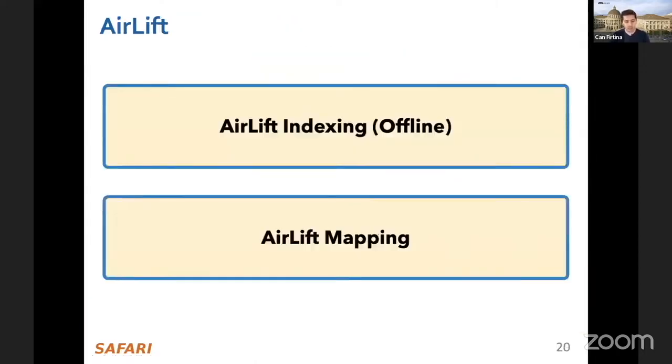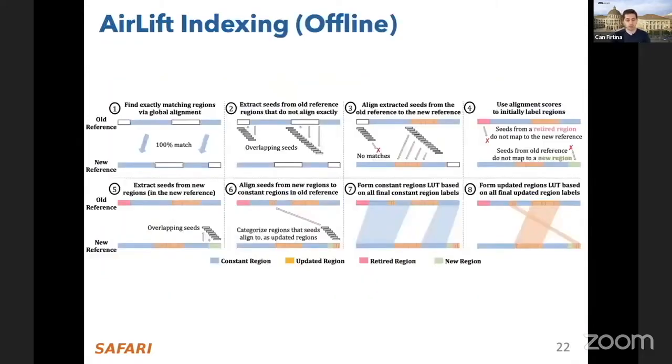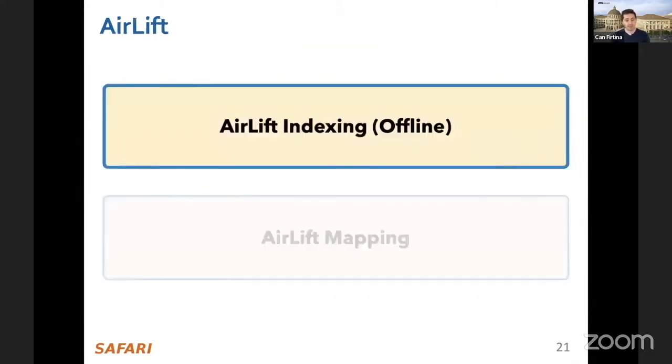To achieve this, AirLift has two steps. The first step is AirLift indexing, which is an offline step. It is done only once, whenever there is a new version of the reference genome, to move from the old reference to a new reference genome. And the second step is AirLift mapping, where we map the reads by looking at this indexing information that we generate. So I'll go over the first step, which is the indexing step, now.